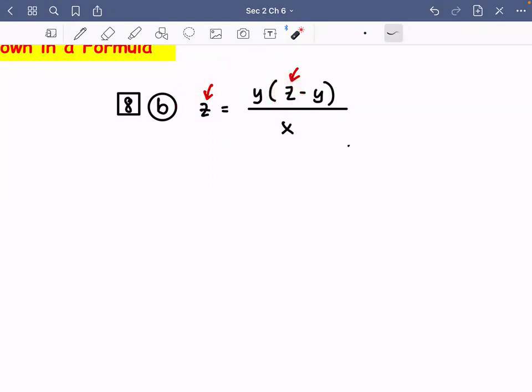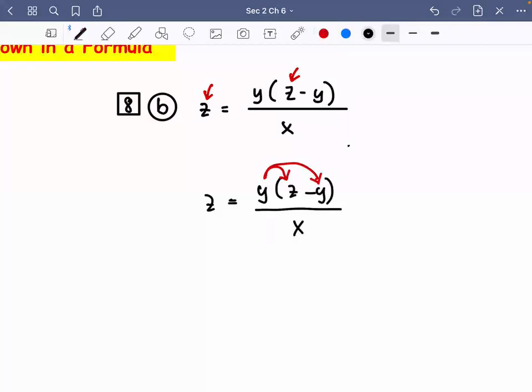So what should we do? You need to expand this first. Let me write this again. I'll get y is equal to (z minus y) over x. You need to expand this first, because you need to remove the brackets. So that gives you yz minus y squared over x.